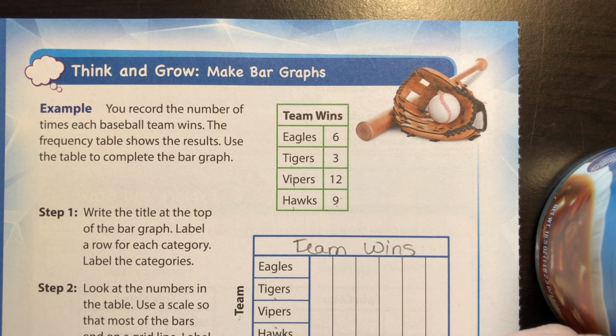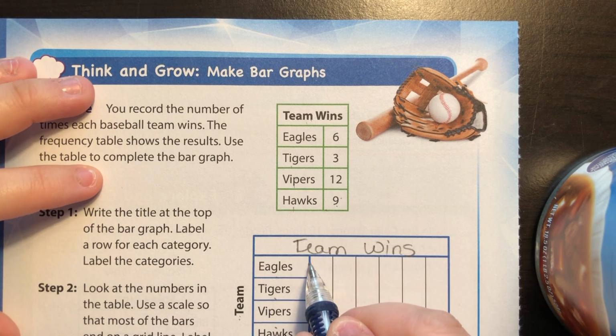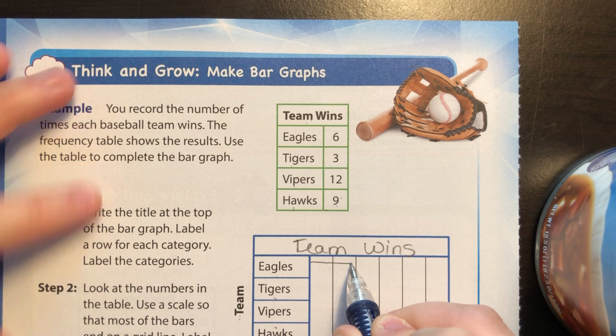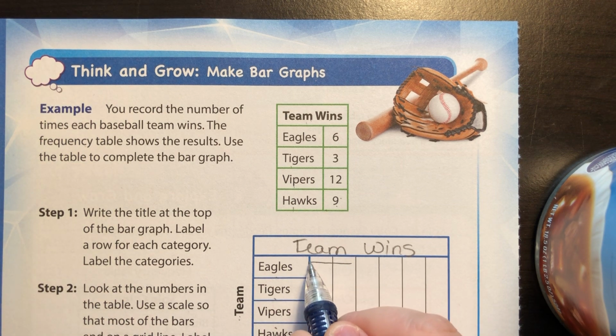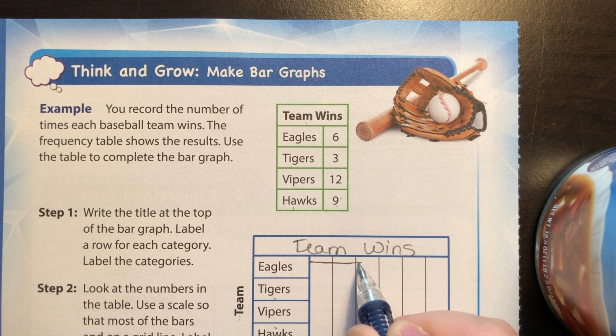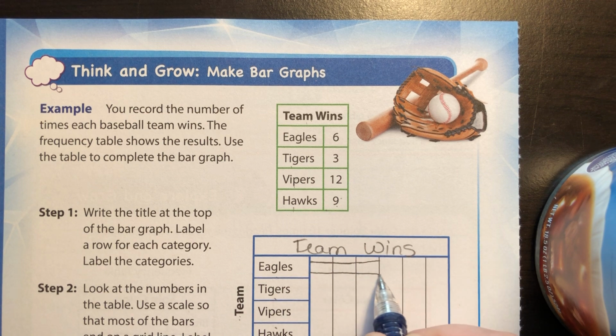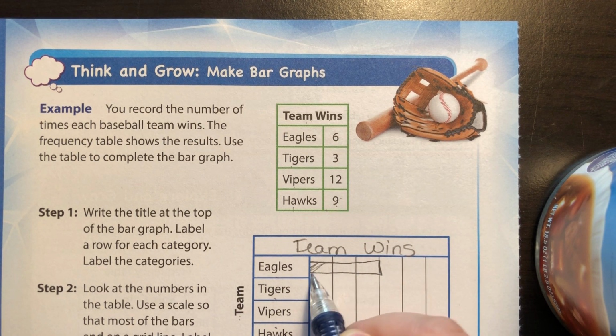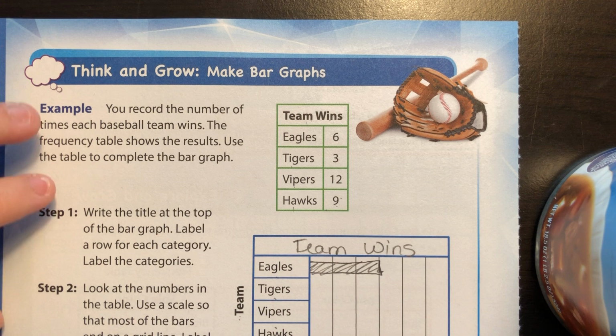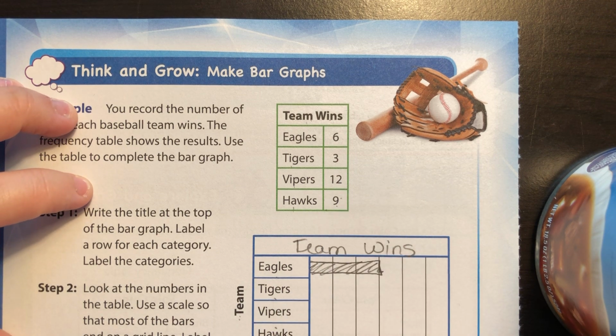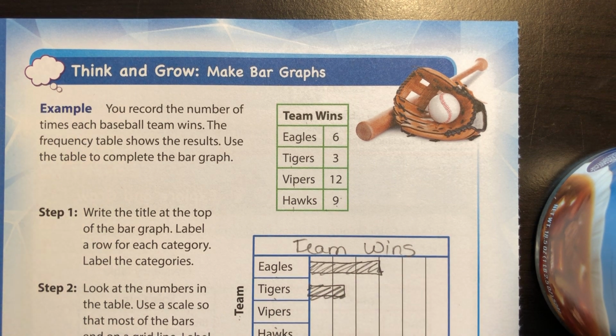So let's start with the Eagles. The Eagles got 6 wins. So the bar for Eagles has to make it, a little bit smaller than the box. Has to stop at the number 6. Right there. Tigers, they went up to 3. So 3 is between 2 and 4. So that means that your tiger line has to be in the middle of 2 and 4 in order for it to be 3.